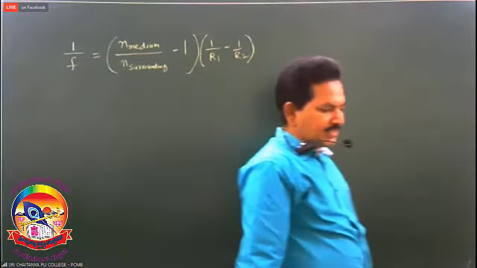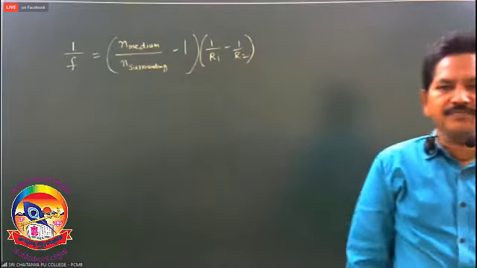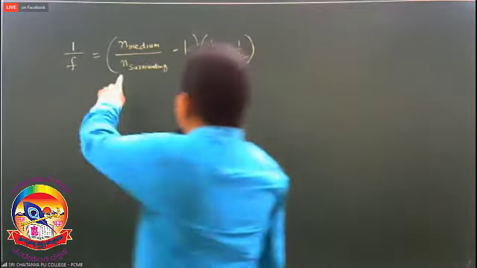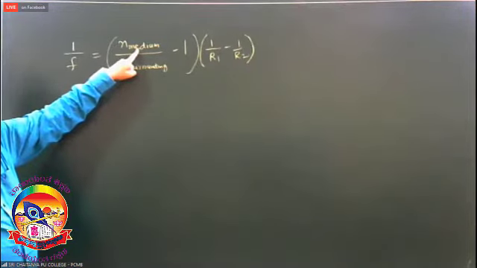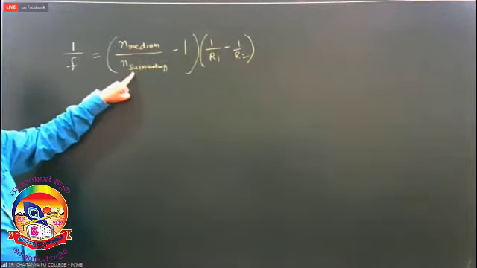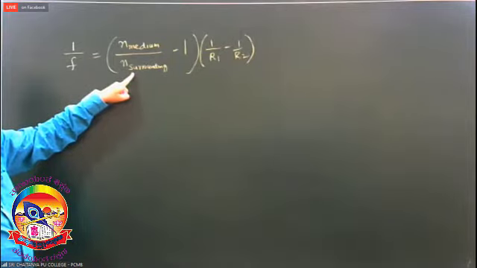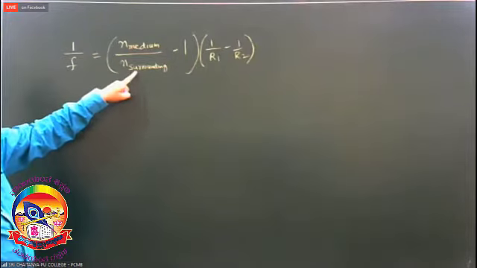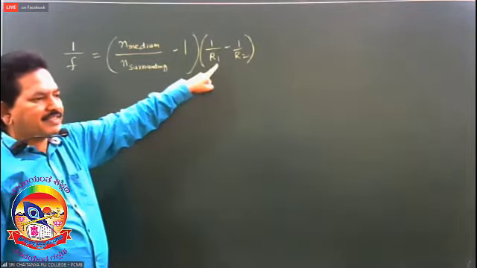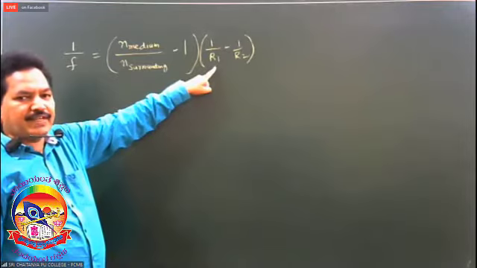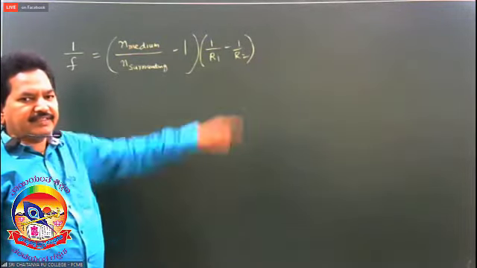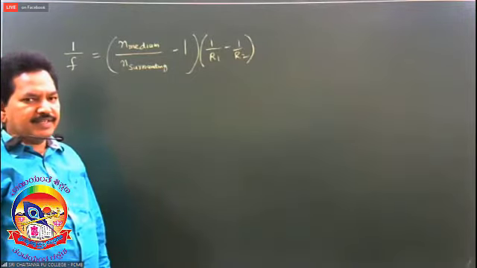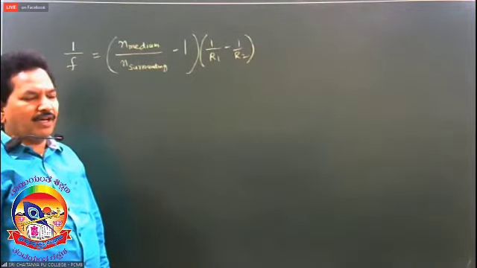f represents the focal length of the lens. n medium represents the refractive index of the material of the lens. n surrounding represents the refractive index of the medium in which the lens is kept. R1 is the radius of curvature of the first surface. R2 is the radius of curvature of the second surface. This is the lens maker formula.